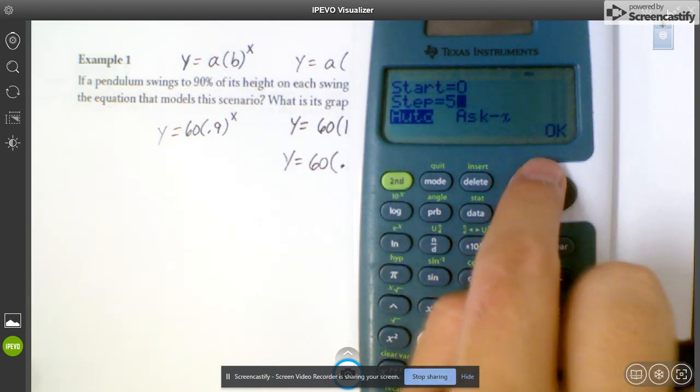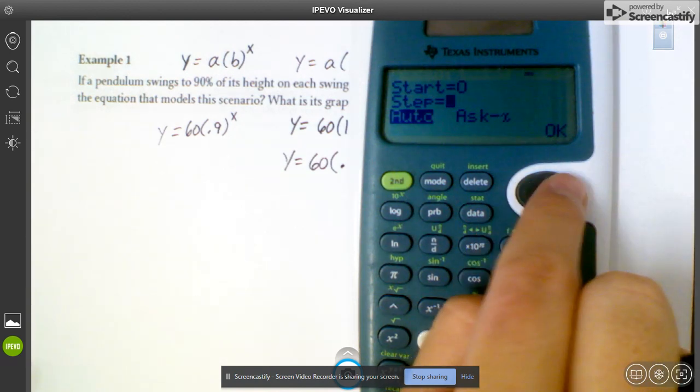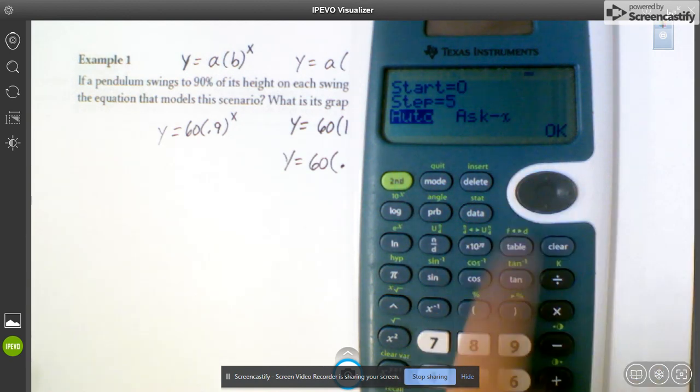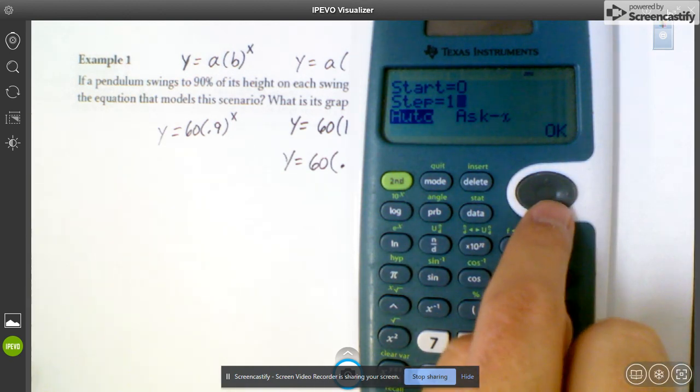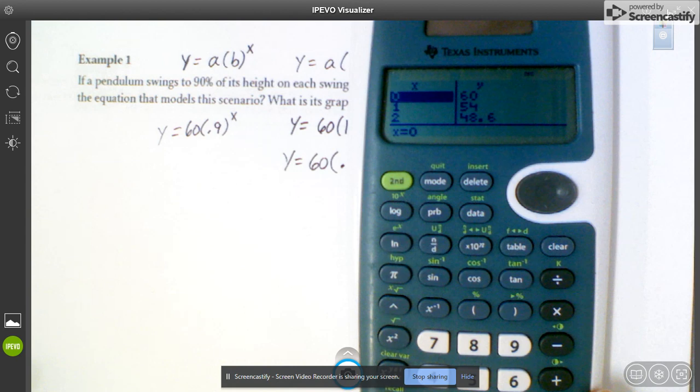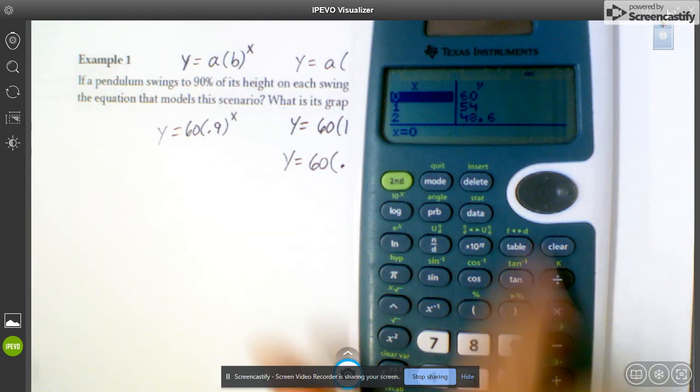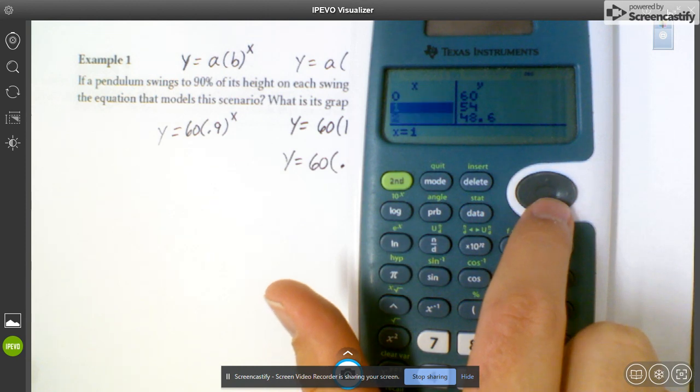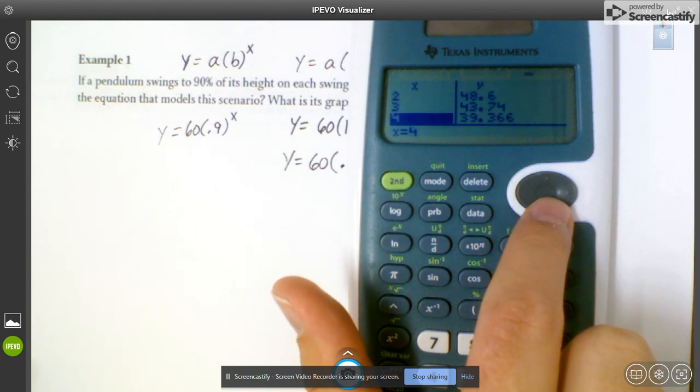Actually, I'll tell you what, let's go back. Let's make the step 1 just so we can really get an idea of what's going on here. Each swing, right? One swing, let's see what happens. And we're going to keep it on auto, which means it's just going to keep filling in for us. We hit OK, and here's our table of values. Okay, 0, 60, 1, 54, and then we're going to keep on going down.